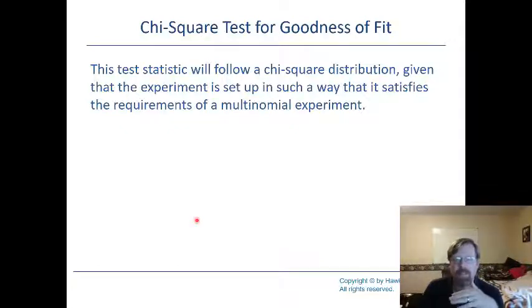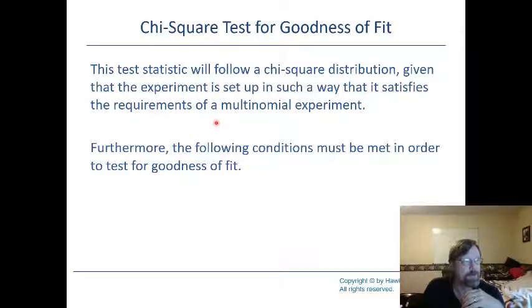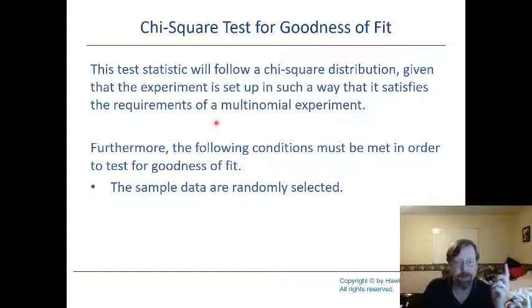We're going to just assume that everything we're talking about here meets the requirements of a multinomial experiment, because we're not going into depth on what that means and what that takes. We're just going to assume all the questions in this section meet that. We do have some other conditions to meet. As before, we need randomly selected sample data.